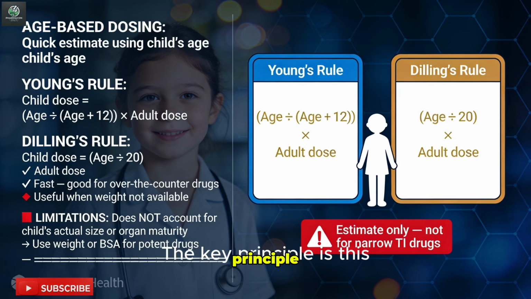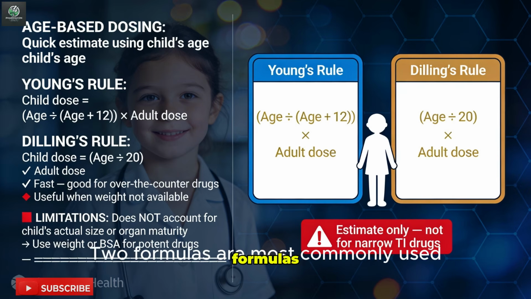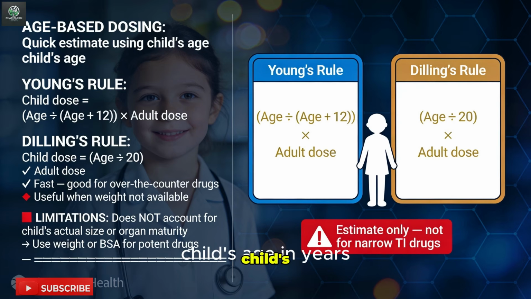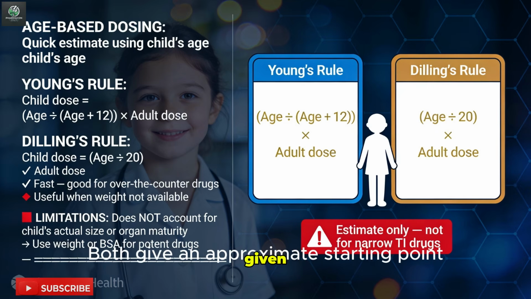The key principle is this: a child's dose is a fraction of the adult dose, and that fraction is calculated from the child's age. Two formulas are most commonly used. Young's rule uses the child's age in years divided by the child's age plus 12, then multiplied by the adult dose. Dilling's rule is even simpler: the child's age in years divided by 20, multiplied by the adult dose. Both give an approximate starting point.